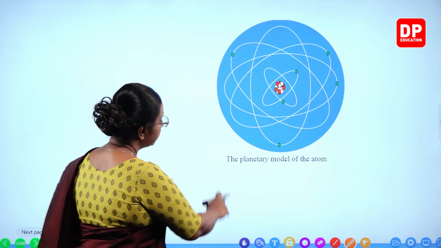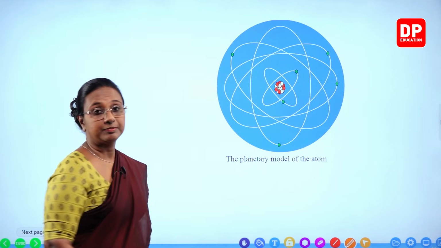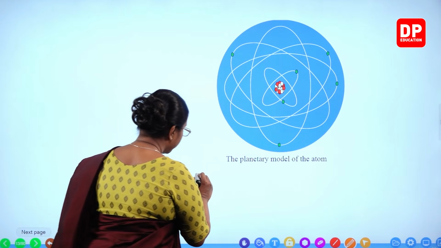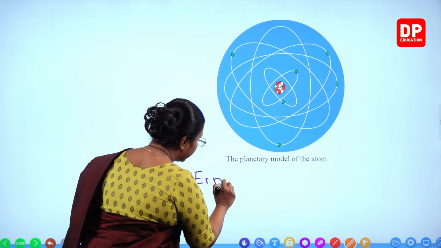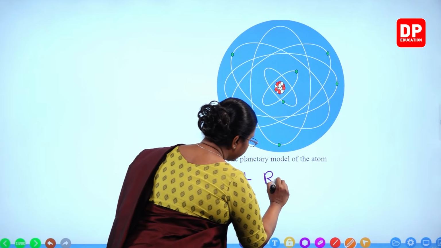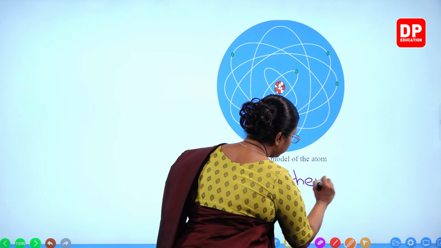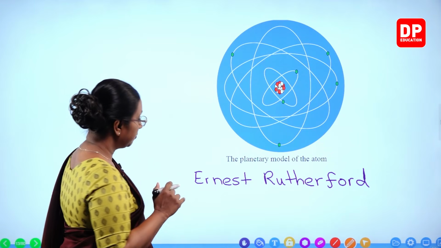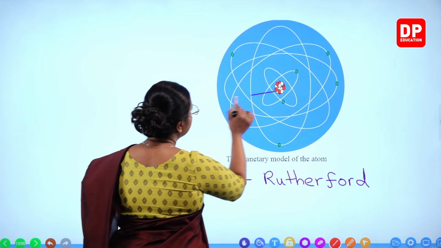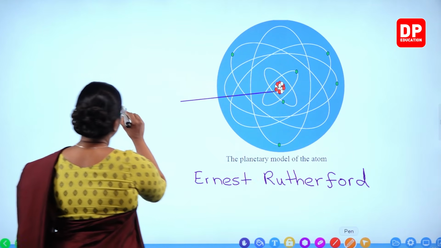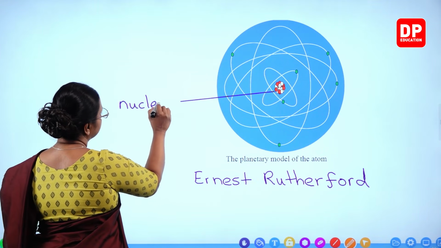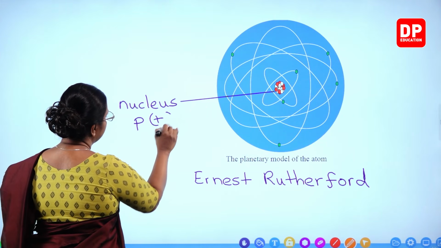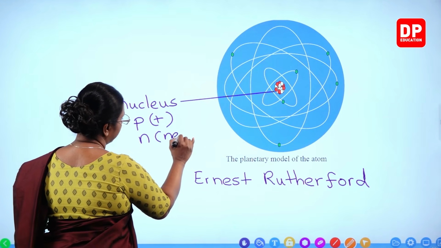Now here, this is the planetary model of the atom. Can you all remember who proposed that? Ernest Rutherford. So this was actually proposed by Ernest Rutherford. He proposed the planetary model of atoms. Why? Now you can remember, students, now here in this nucleus, the nucleus contains both protons which are positively charged and neutrons that are neutral.